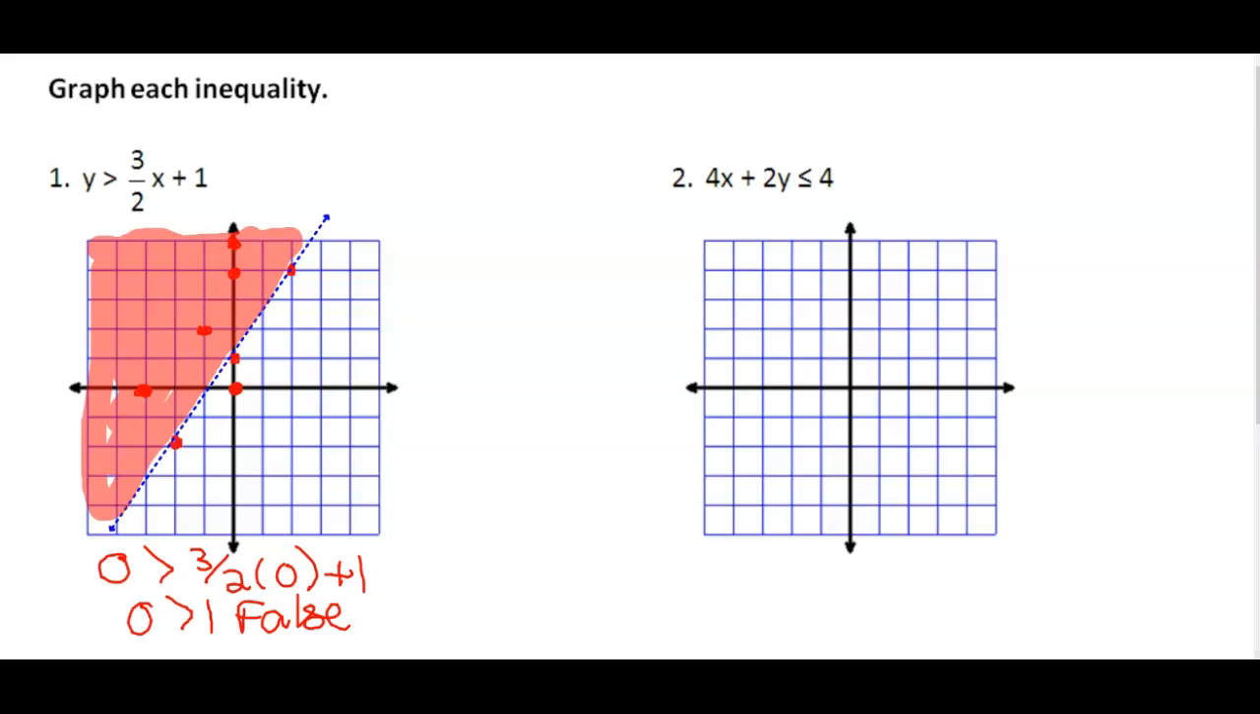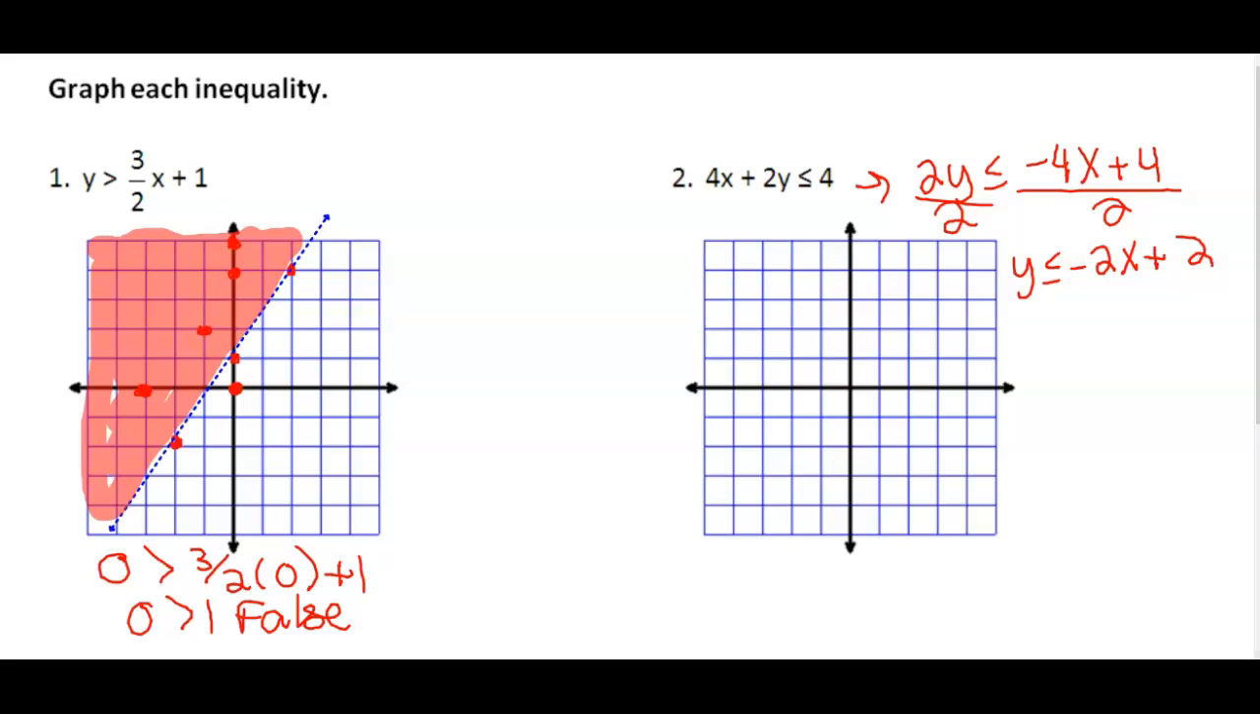Okay. Number 2, what's the problem with number 2? My y is not isolated, it's in standard form. So we have to isolate the y. So we have 2y is less than or equal to -4x plus 4. Divide everything by 2, and you get y is less than or equal to -2x plus 2. Because again, when you divide everything by 2, it goes to the x stuff and the y stuff.